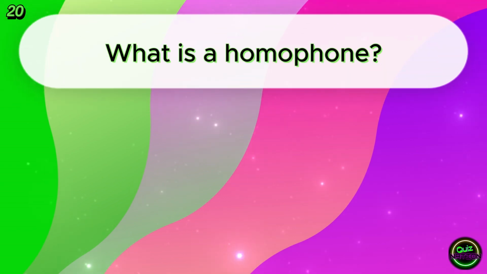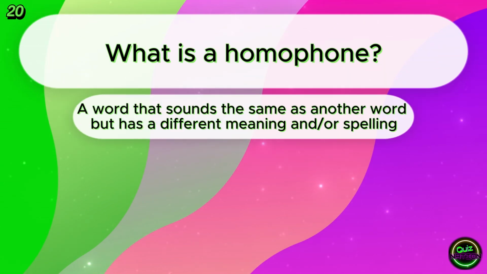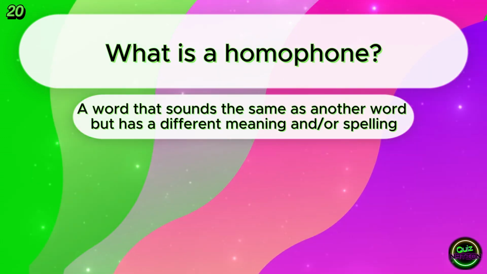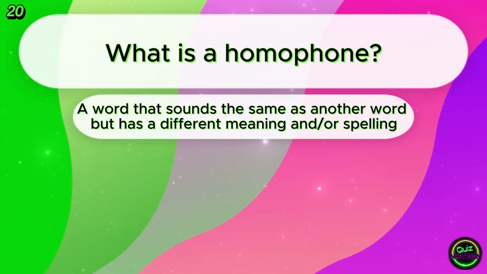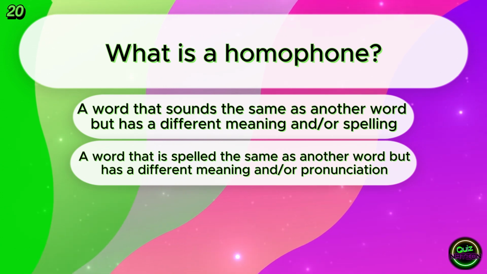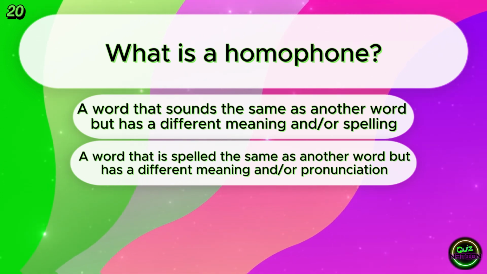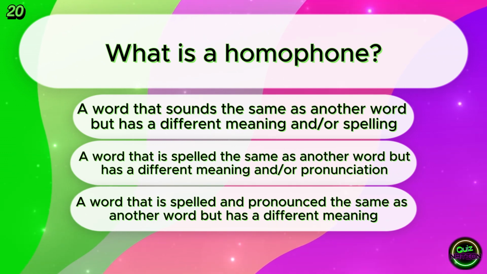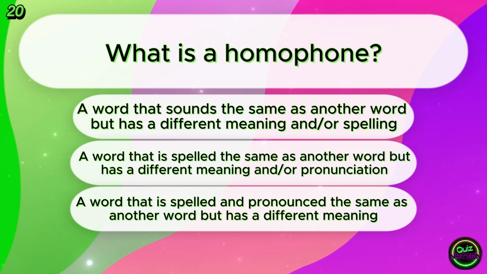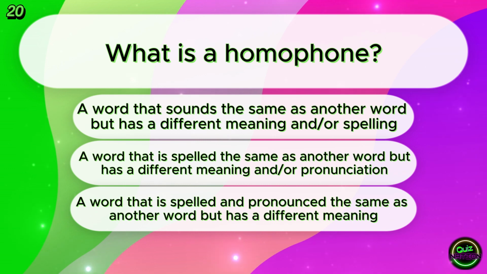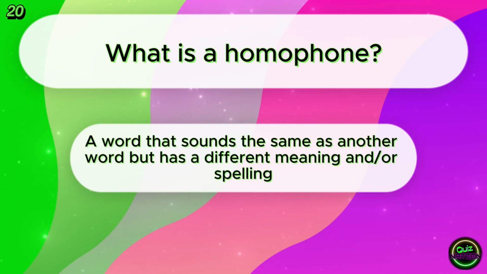What is a homophone? A word that sounds the same as another word, but has a different meaning and/or spelling. A word that is spelled the same as another word, but has different meaning and/or pronunciation. A word that is spelled and pronounced the same as another word, but has a different meaning. The answer: a word that sounds the same as another word, but has a different meaning and/or spelling.